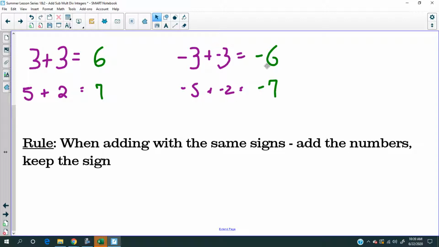What's negative 3 plus negative 3? 6, right? And when both signs are the same, you keep the sign. It stays negative. Okay? Likewise, negative 5 plus negative 2, that's 7, right? They're both negative. Since they're the same signs, what's the answer? You keep the sign. It's negative.